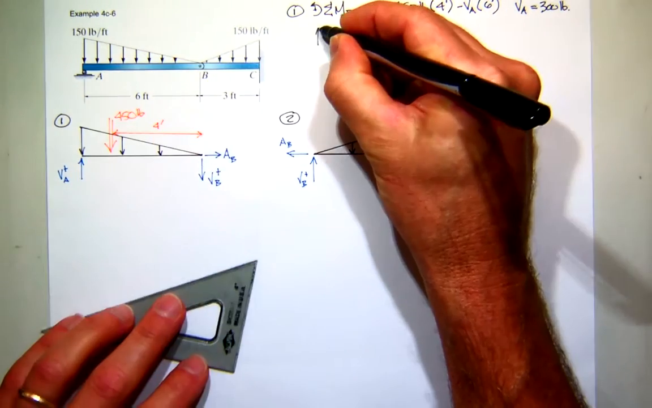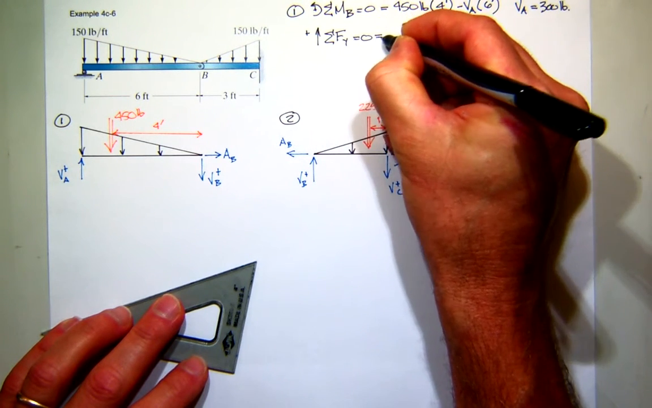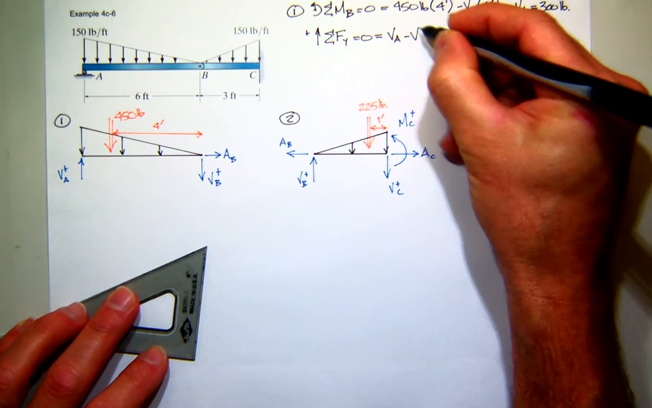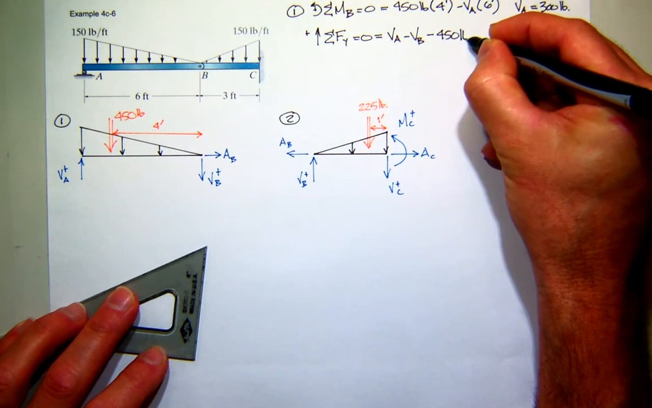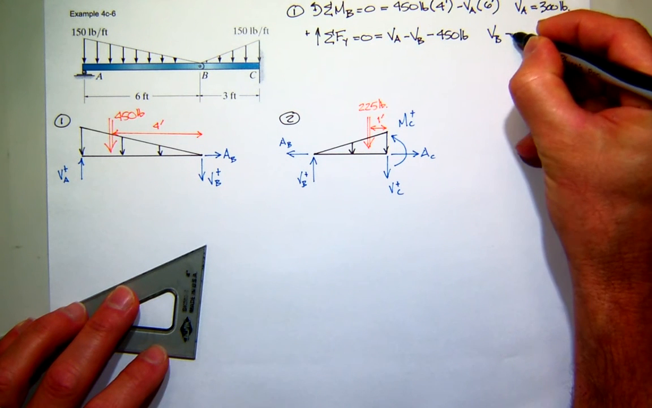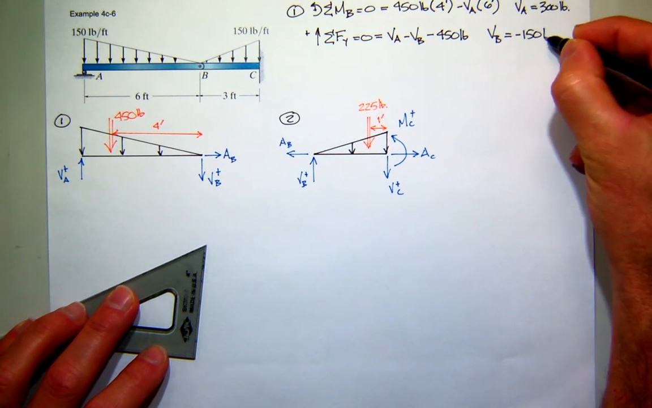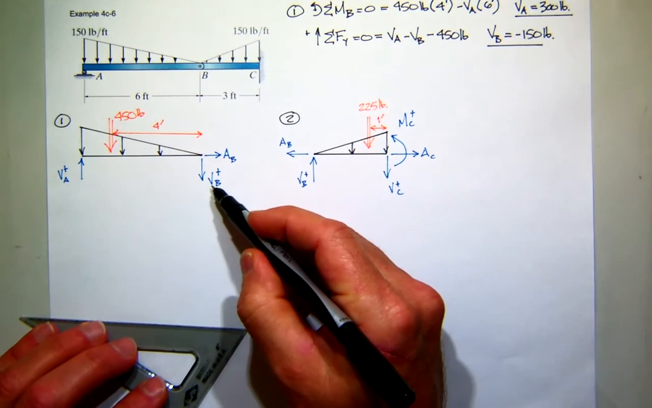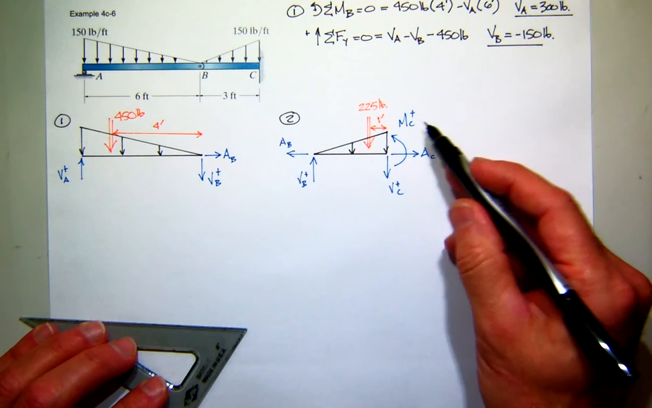And then I can sum forces in the y direction. And I have my shear force at A acting up, my shear force at B acting down, and the 450-pound force acting down. So therefore, the shear at B is equal to negative 150. So since I found the shear at B here, I have the shear at B here. And I can move over and find these things.